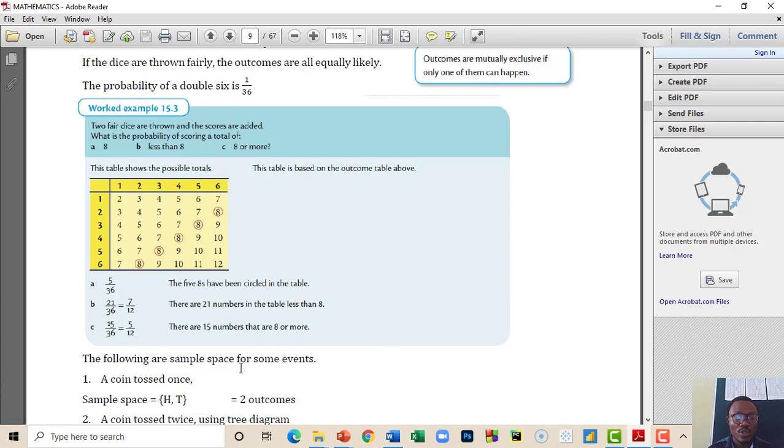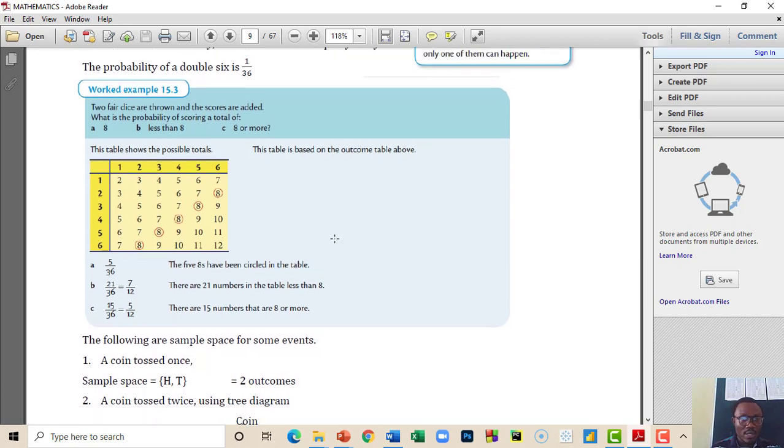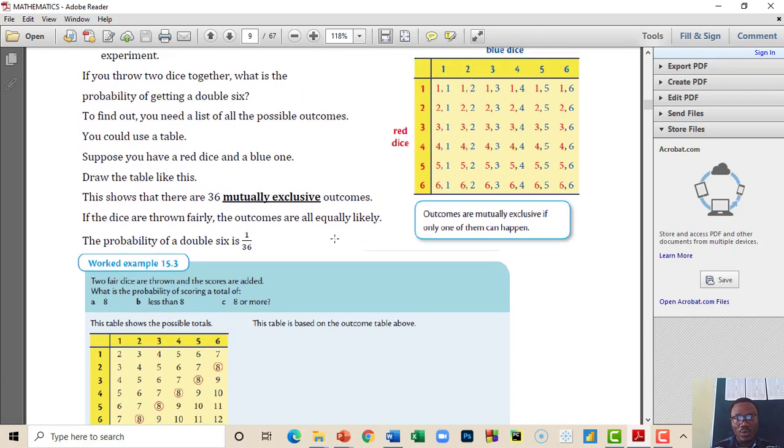Now, the total sample space for two dice thrown is actually 36. How? Because if we multiply 6 by 6, we get 36. So this is the sample space. To understand how to get this, it's quite simple. From this place, what you're going to do is just pair them. Use this 1, pair this 1, 1. Use this 2 to pair this 1, use this 3 to pair this, and all that you get.